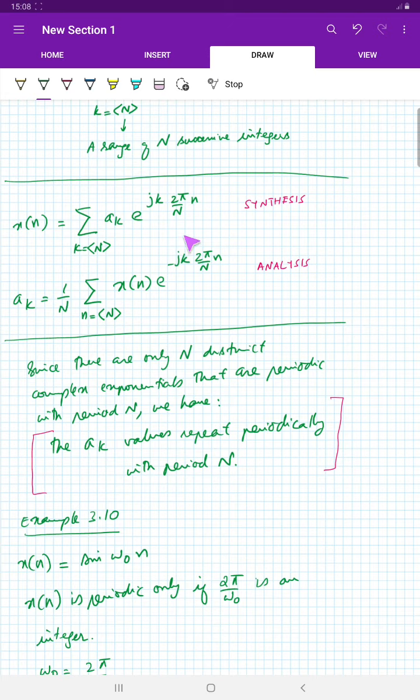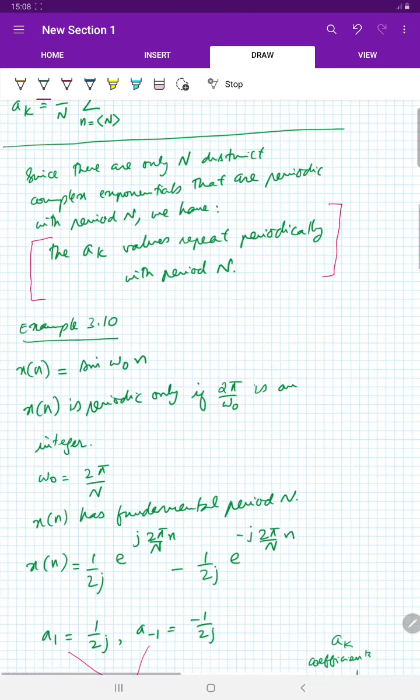Because the frequencies omega naught and omega naught plus 2 pi, or any multiple of that 2 pi, that is omega naught is equal to omega naught plus k 2 pi, as you vary k, you get the same signal, there is no difference. The a_k values will repeat periodically with period N. So that means the Fourier series coefficients are also periodic for the discrete time case. We will see an example.